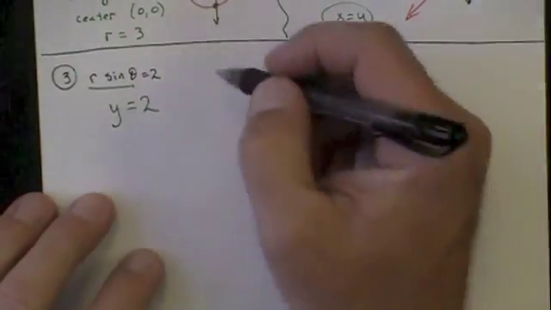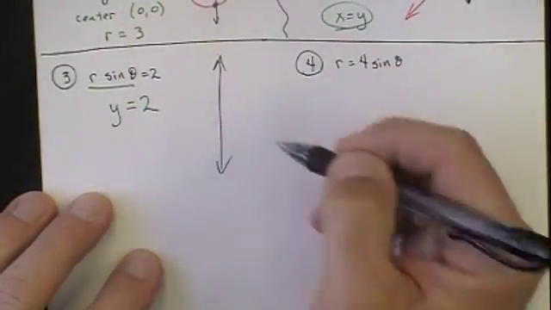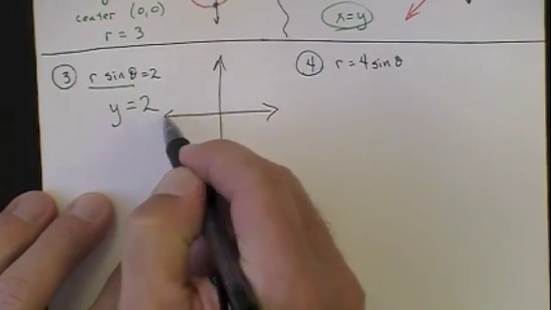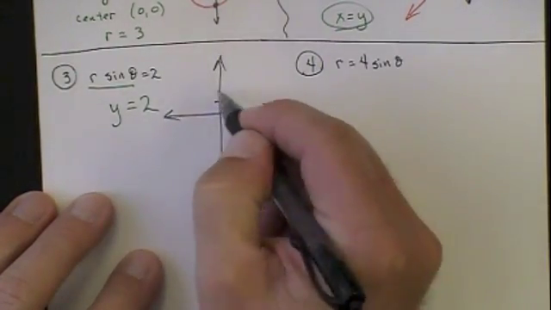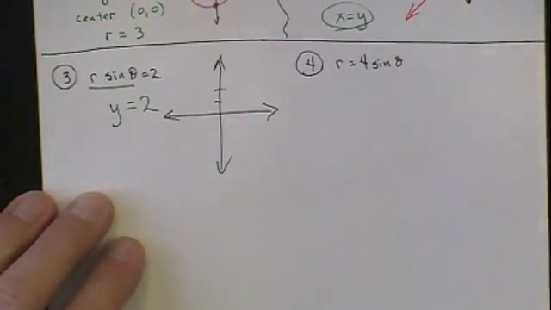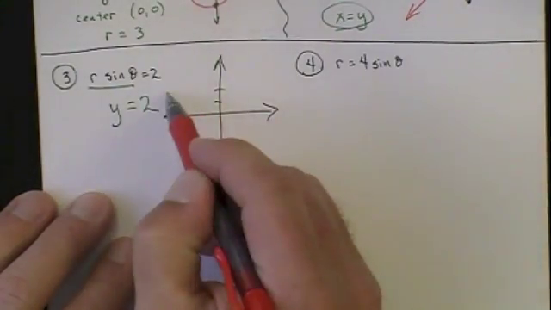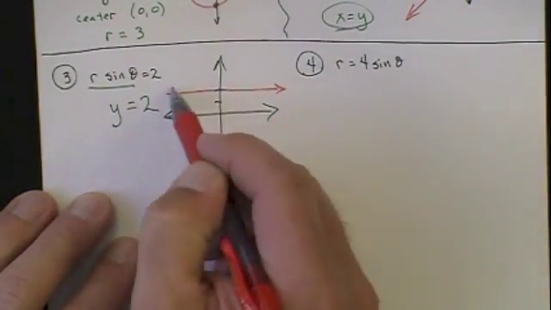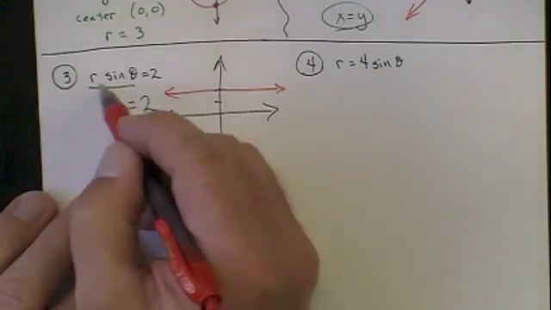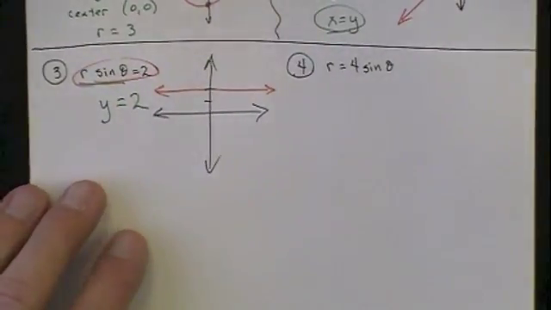What that would look like, we have a coordinate plane. Where is y equal to 2? Well, we go up 2. And all the points across here, then y is equal to 2. So that'd be our graph for this as well.